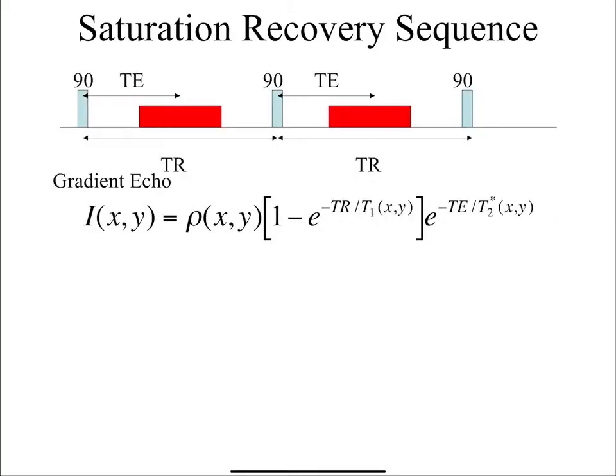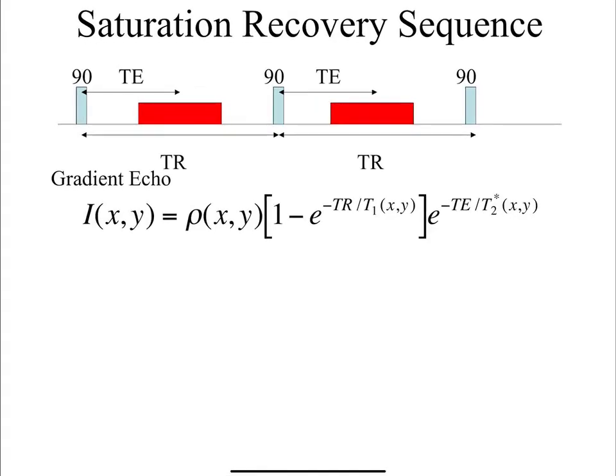And what we're going to do is we're going to talk about a saturation recovery sequence, which we've already talked about for spin warp, where we have a 90-degree pulse, and then we acquire a line, we wait, and we do another 90-degree pulse. So the waiting time between 90-degree pulses is the TR. Okay, so every TR, we acquire one line of K space. And then the TE is how long it takes to get to the center of K space. Right? So those are the two parameters.